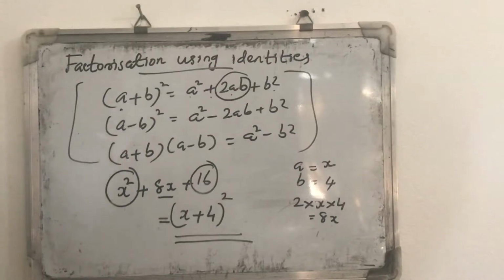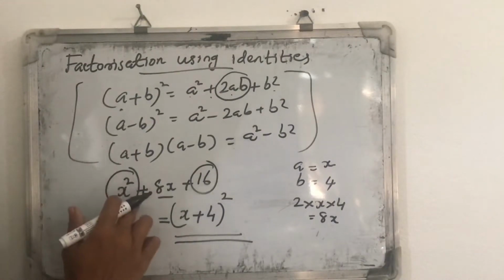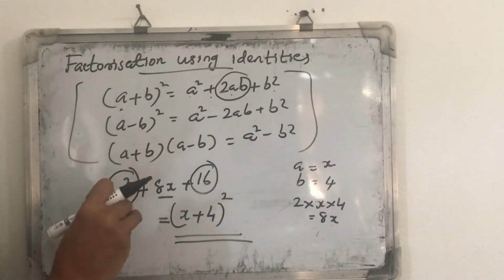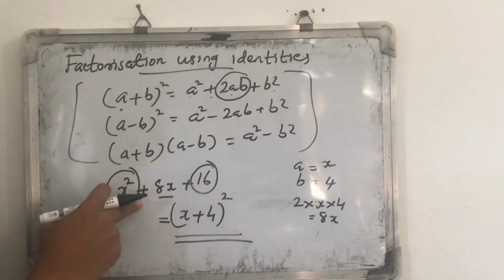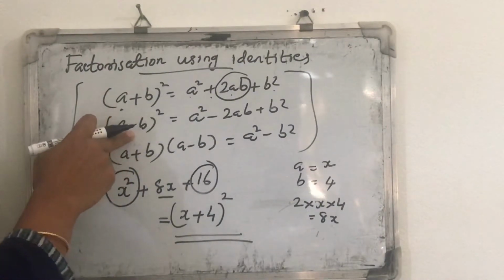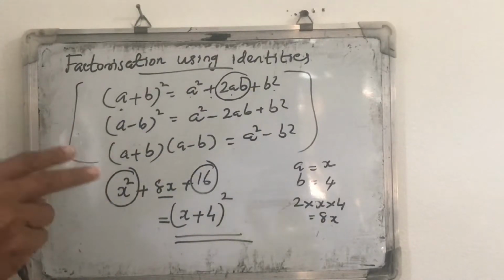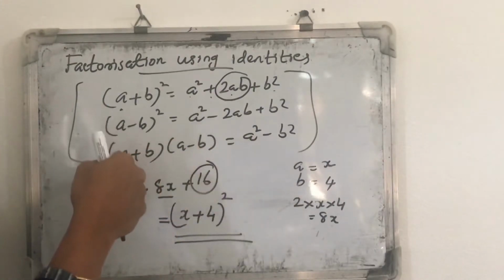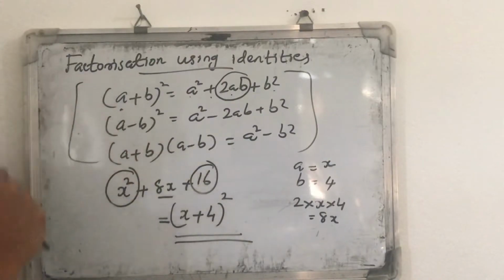For that, first we want to check: here we have three terms, and these three terms are positive. So if the three terms are positive, then we will use the first identity. If the second term is negative, then we will use the second identity. And if the given expression has only two terms, then we check whether it is in the form a square minus b square. Then we can write the right hand side as (a plus b) into (a minus b).